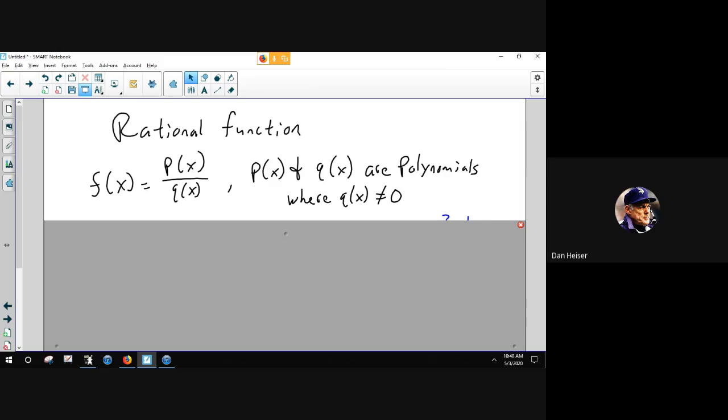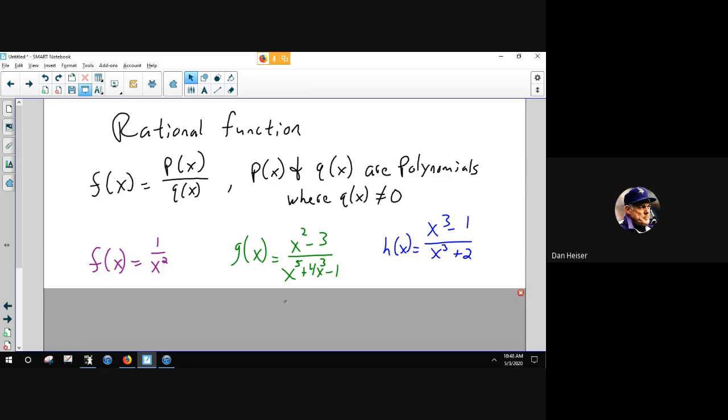Another way to determine if a function is rational is, does it have a vertical asymptote? In other words, is it undefined somewhere? If the answer is yes, it's probably going to be rational. If it is defined everywhere, it's not rational. A rational function will have a place where it will be undefined, because a rational function will have a vertical asymptote somewhere.